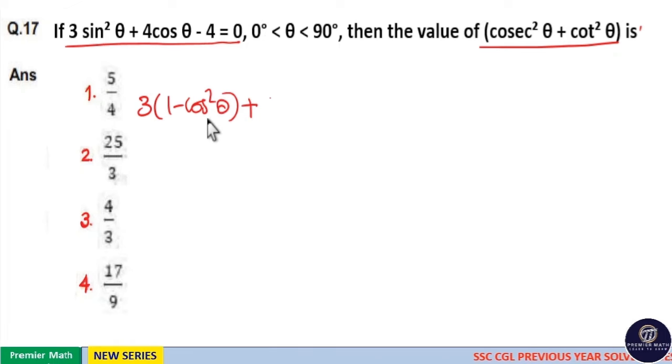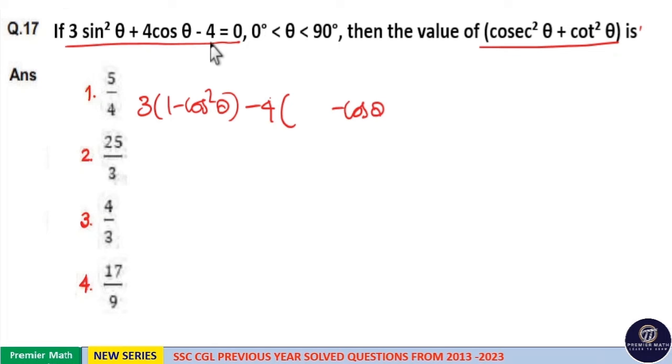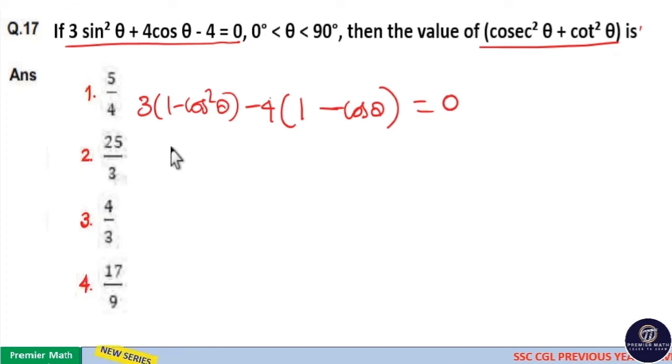This is in the form of 1 minus cos square theta. So I'll take minus 4 outside. To write it in the form of 1 minus cos theta, I'll take minus 4 outside. Now 4 cos theta will become minus 4 into minus cos theta, which is plus 4 cos theta. Here minus 4 will become 1. So this will become 1 minus cos theta, which is equal to 0.